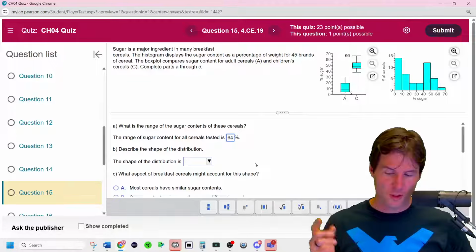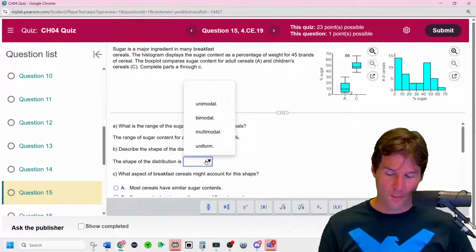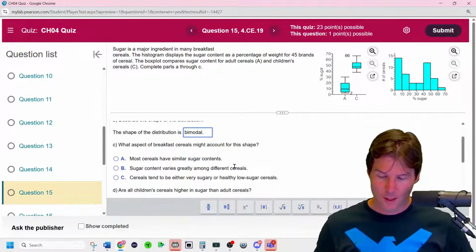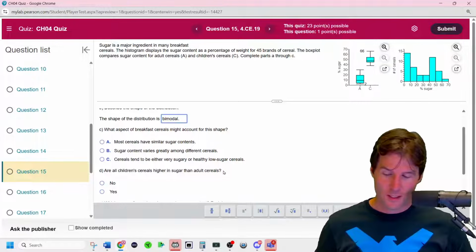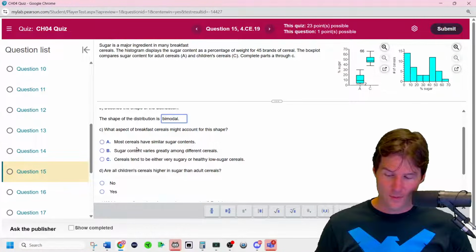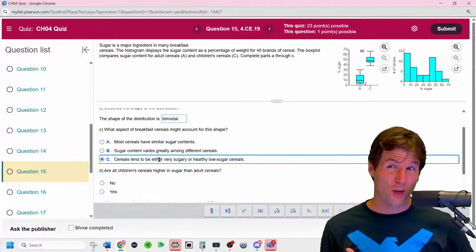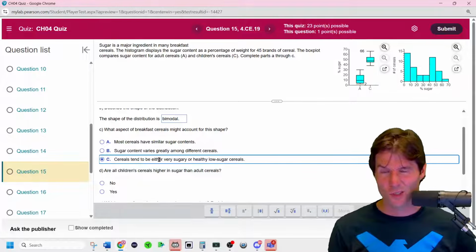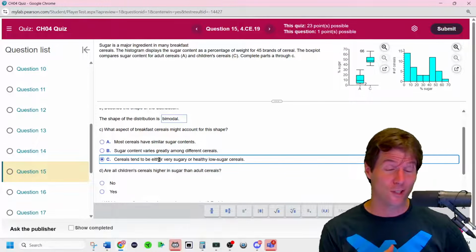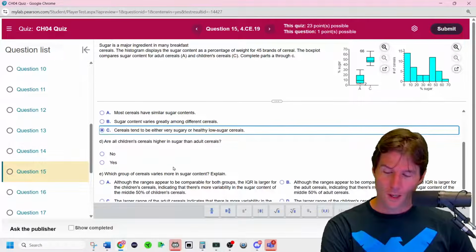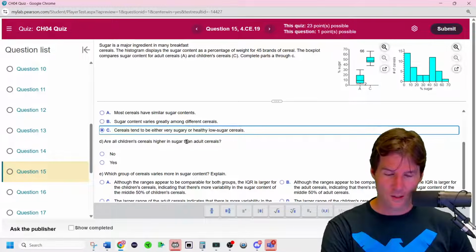The shape of the distribution, look at the histogram. Very bimodal, definitely bimodal. What aspects might account for this? It's definitely that there are either high or low sugar cereals. That would encompass the range, but it's really that cereals are either low sugar or high sugar. There's no, do you want some sugar? It's like, do you love sugar or do you not like sugar? We all love sugar.